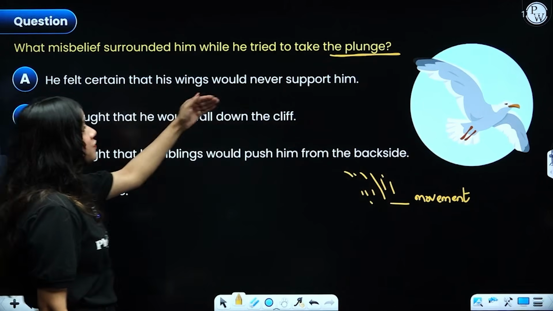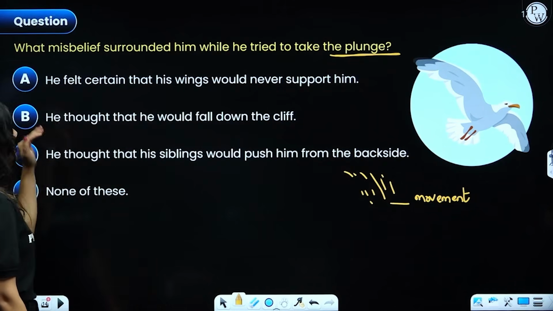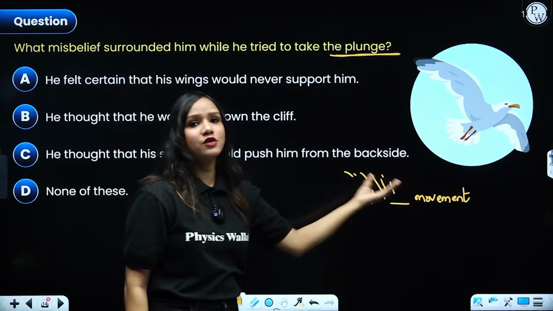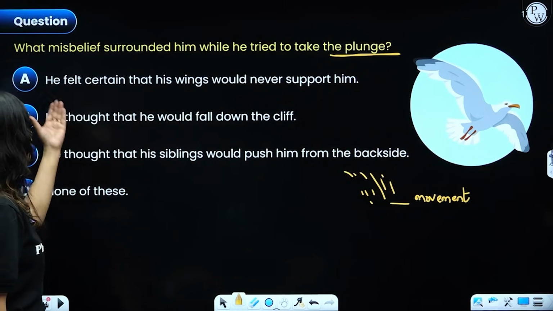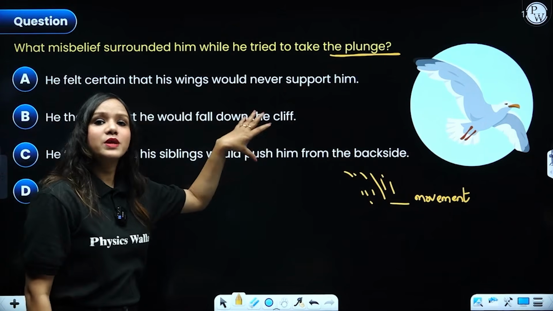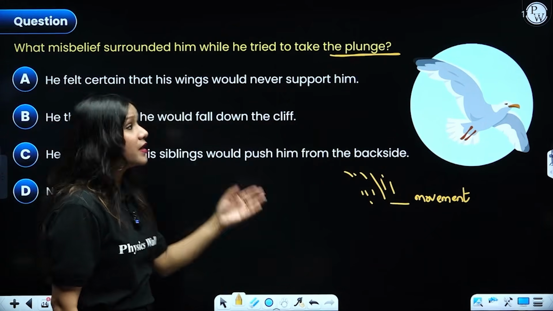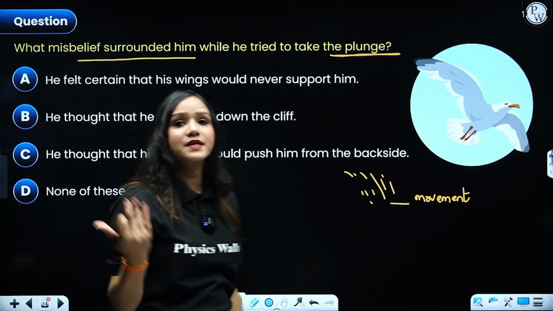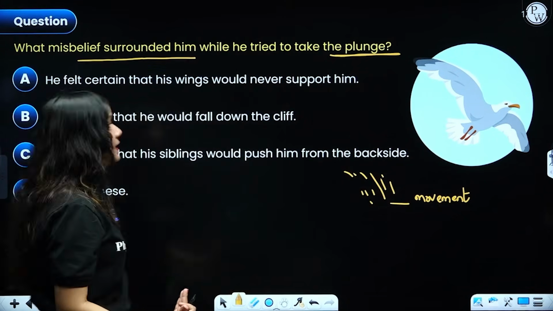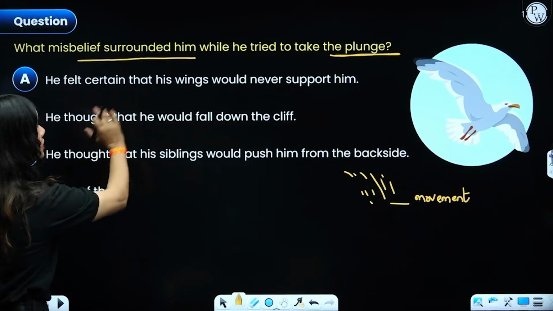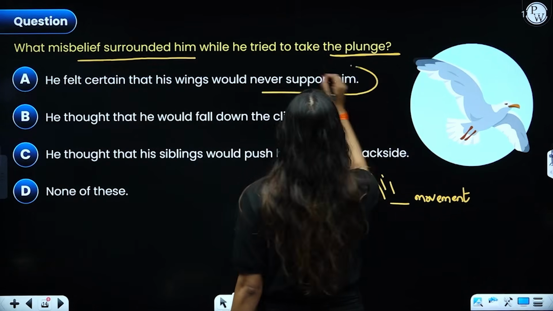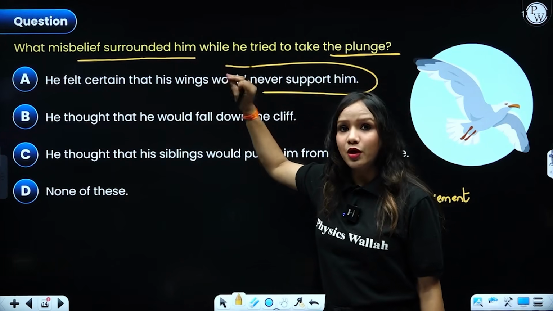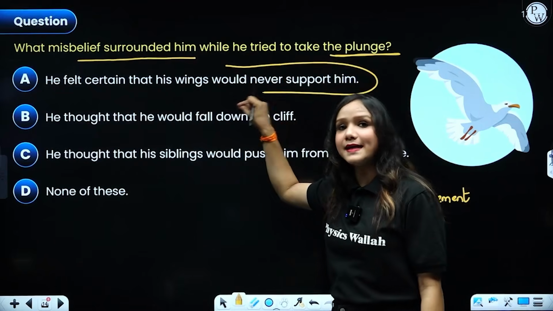So he felt certain that his wings would never support him. First, he thought that he would fall down the cliff. He thought that his siblings would push him from the backside. Not at all, and none of these. So you have these two options which seem appropriate, but you have to choose the best one. What was the misbelief that he had in his mind while he was trying to take that flight? So he thought he would fall down the cliff, or his wings would never support him. Definitely this, right? Because this was the main reason: he thought that his wings would not support him, as a result of which he would fall and die, right?